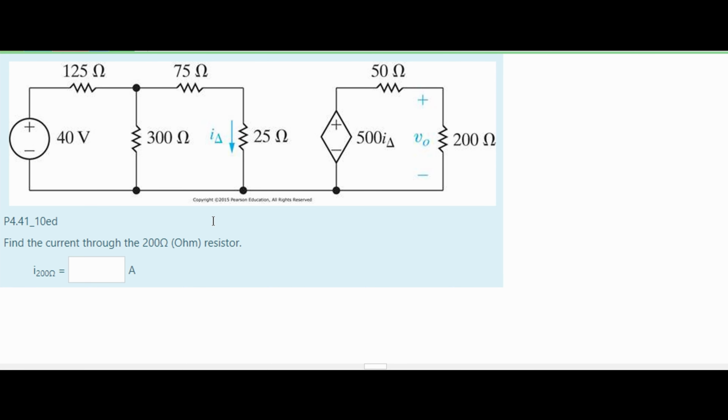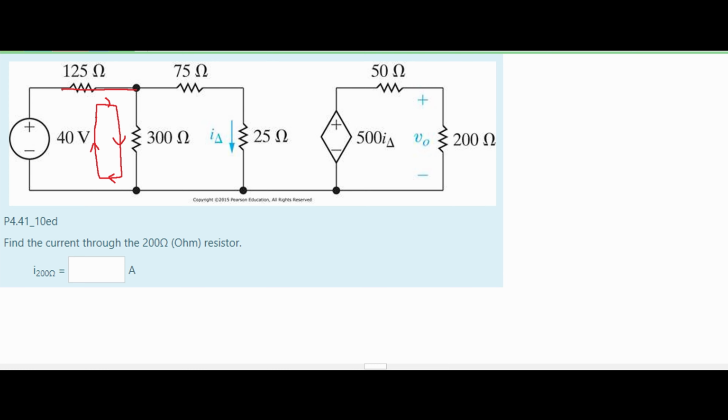In this problem, we're given this circuit diagram and we are asked to find the current flowing through the 2000 ohm resistor. We're going to use the mesh current method, and to do this we are going to have to define the direction of our current. I'm going to have them going this way, so it's going to look like this for each part of our diagram.